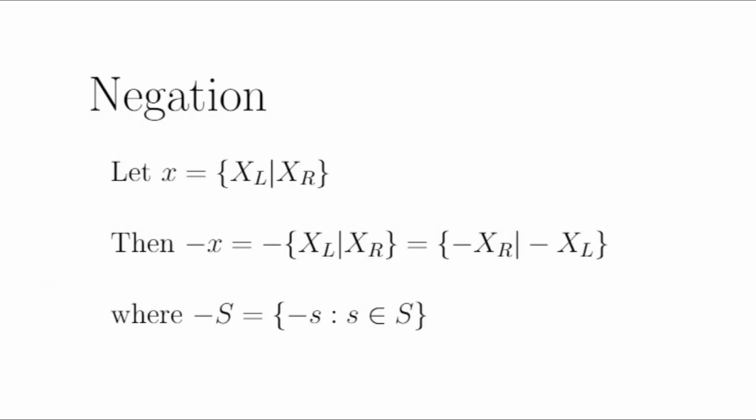To negate a surreal number, just switch the left and right parts of its form and negate every element in both sets. For example, we can use this definition to show that the negative of 1 is negative 1, and the negative of omega is negative omega, which is what we would expect.